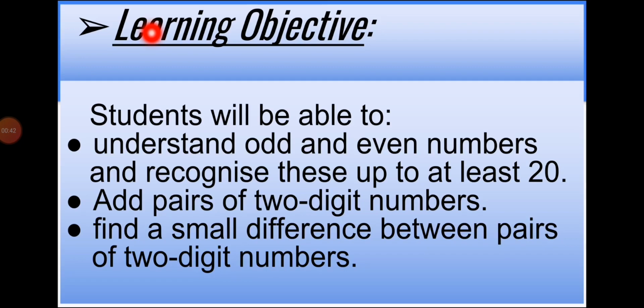First learning objective, students will be able to understand odd and even numbers and recognize these up to at least 20. Add pairs of two-digit numbers. Find a small difference between pairs of two-digit numbers. So these are the learning objectives for today.